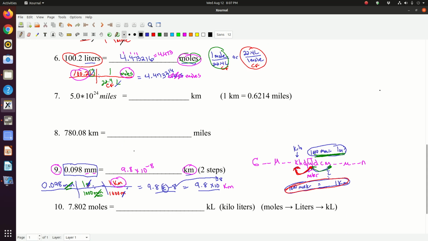Number 7. Number 7 is a little more difficult because you have scientific notation, but I did give you this conversion factor or relationship that turns into conversion factor. So you give it a try. Okay, I'm assuming you've done it. Start with what you know. Never start with the conversion factor. 5.0 times 10 to the 24th miles. Now, I'm going to reiterate, you need to write the unit in this because your units have to cancel. You have to show me they're canceling. You have to be able to believe that they canceled.